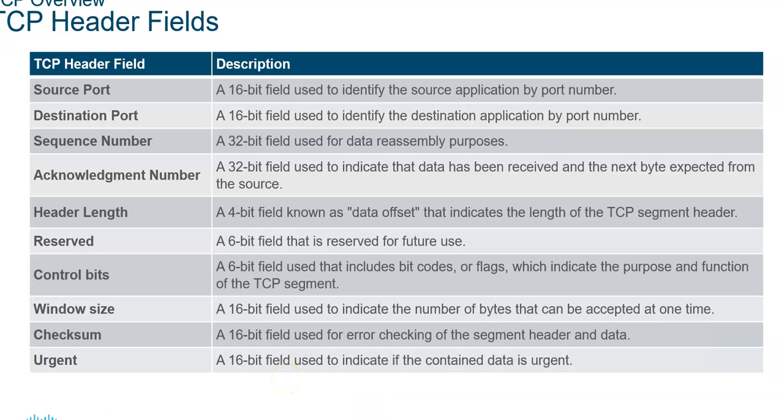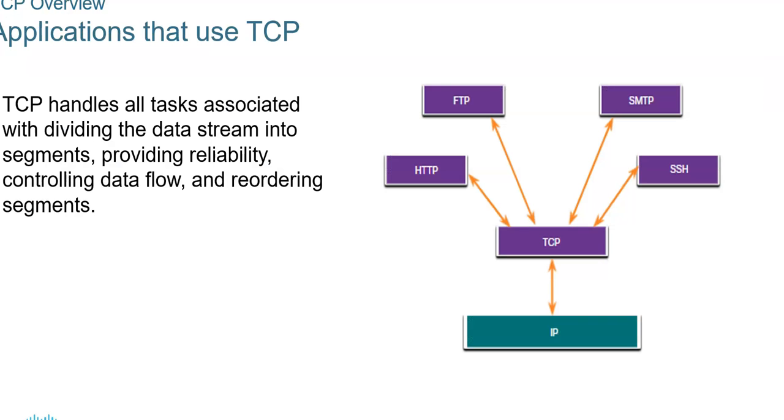You can see here the applications that use TCP. HTTP, which is for web pages, FTP, file transfers, SMTP, Simple Mail Transfer Protocol, that's for email, SSH, which is for encrypted remote access. Accuracy is important with each of these.